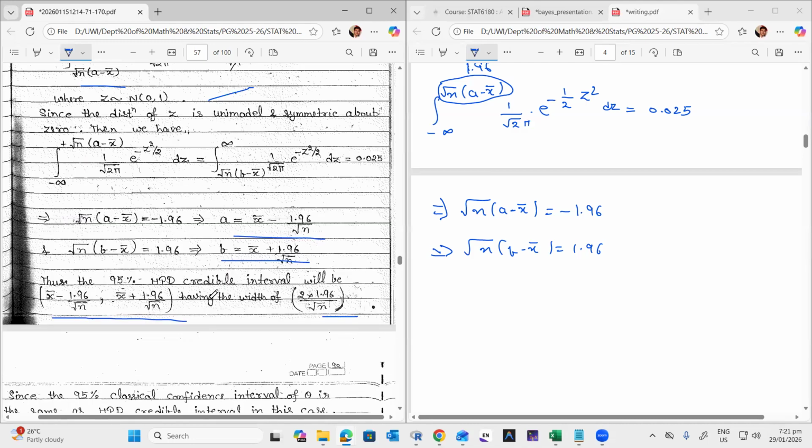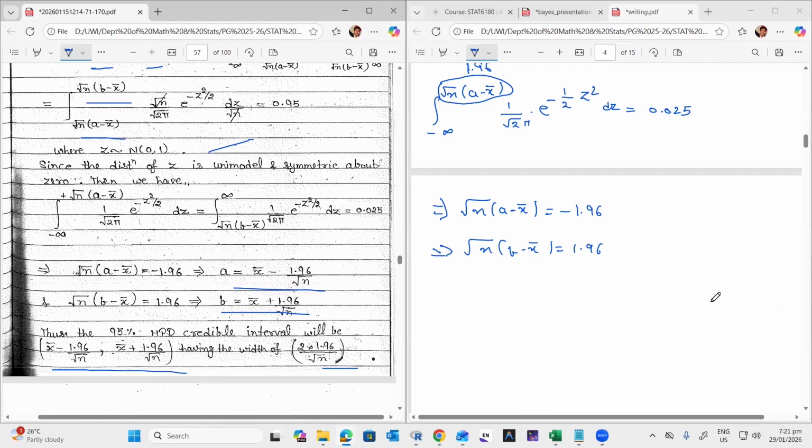Okay, but if you take the Jeffreys prior, we found out that it was 1 upon sigma cube, right? That was our Jeffreys prior for the normal distribution, if you remember. Yes or no?